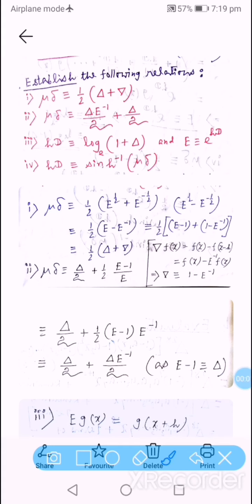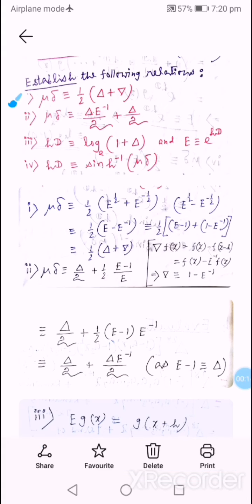Relation 3, hD equivalent to log of 1 plus delta, and operator E equivalent to E to the power hD.